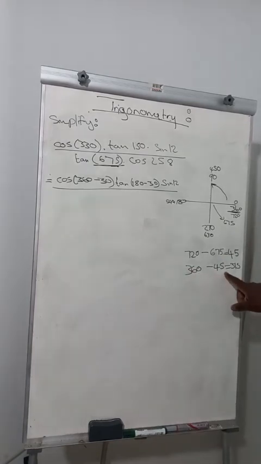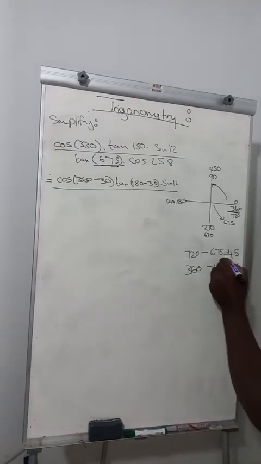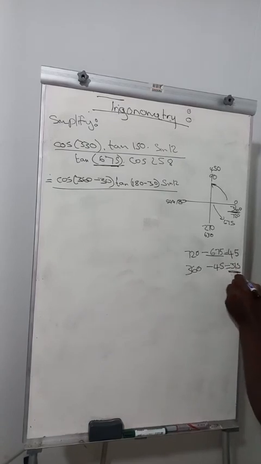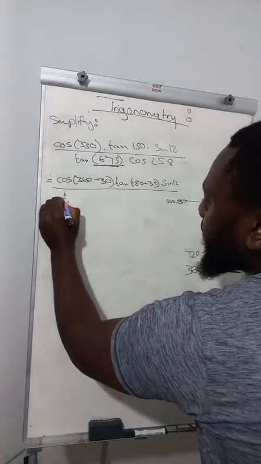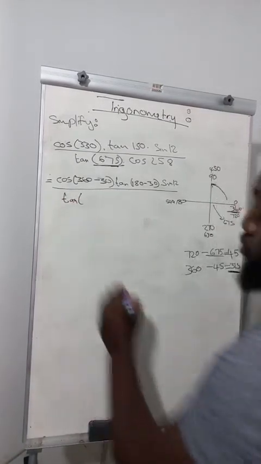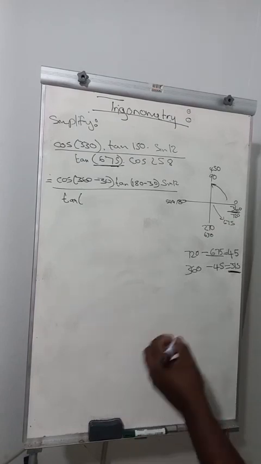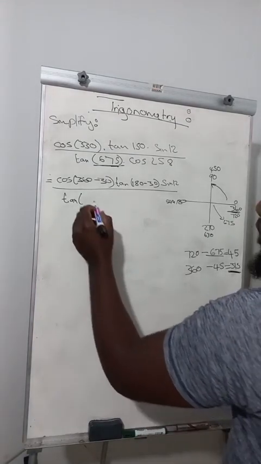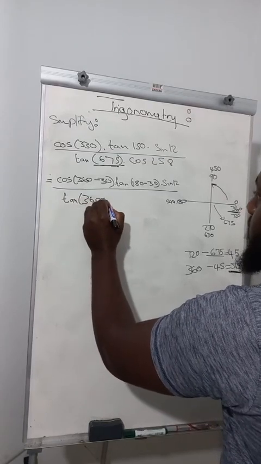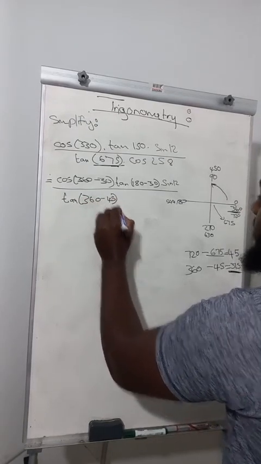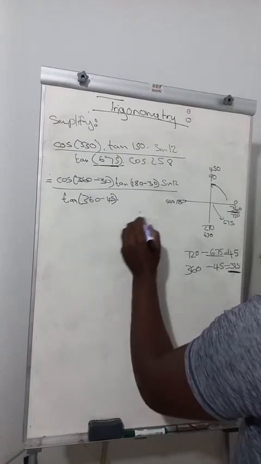360 minus 45, which means this 315 is the same as what? It's the same as, what do you call this thing? 675. So now here we can write tan into what? Now you'll write tan into, I would say, 360 minus 45. And then we come to cos.